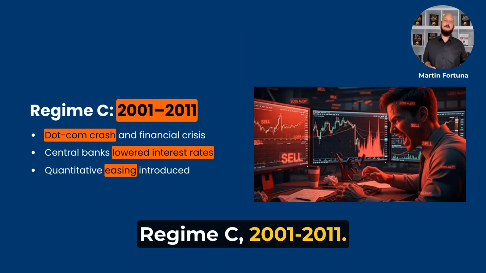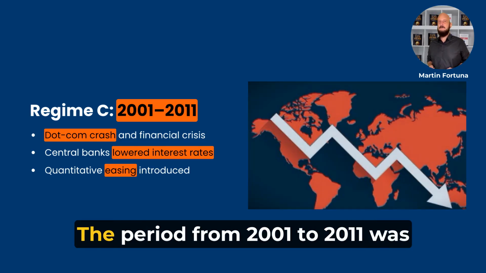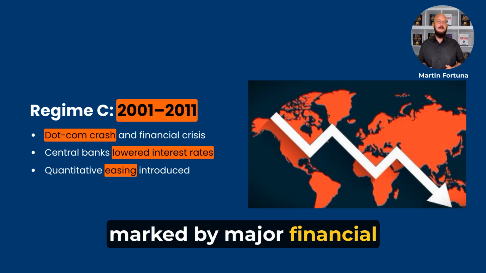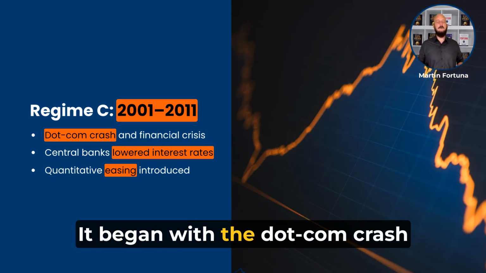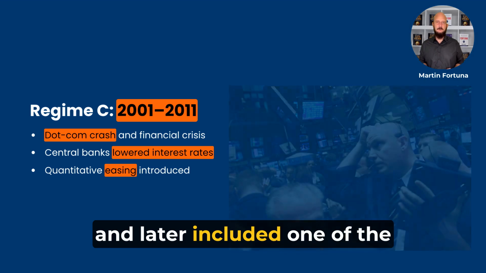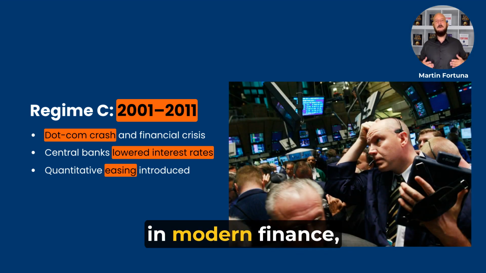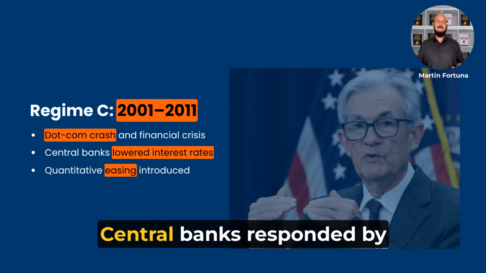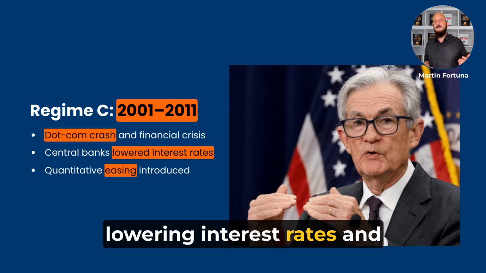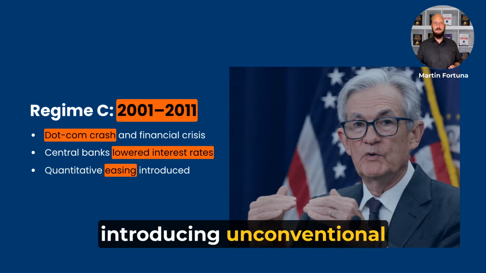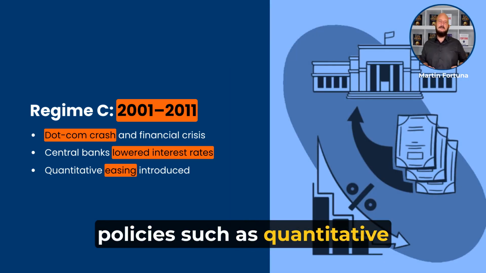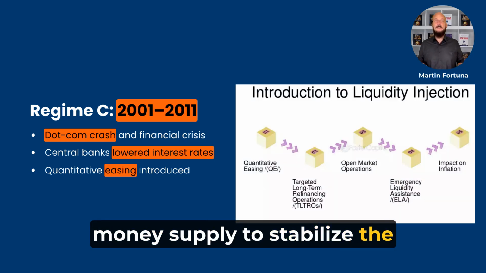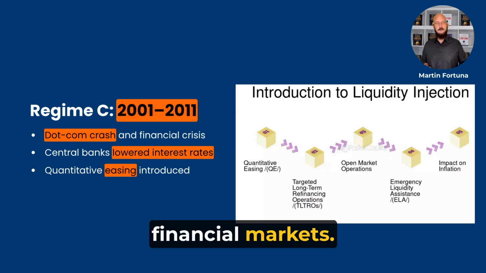Regime C, 2001-2011. The period from 2001 to 2011 was marked by major financial disruptions. It began with the dot-com crash and later included one of the most significant events in modern finance, the global financial crisis of 2008. Central banks responded by lowering interest rates and introducing unconventional policies such as quantitative easing. This involved increasing the money supply to stabilize the economy and support financial markets.